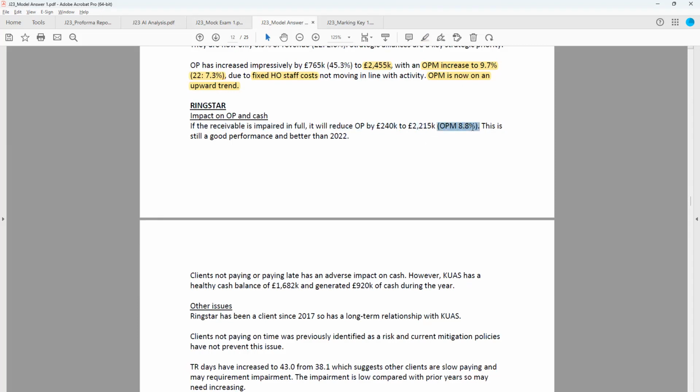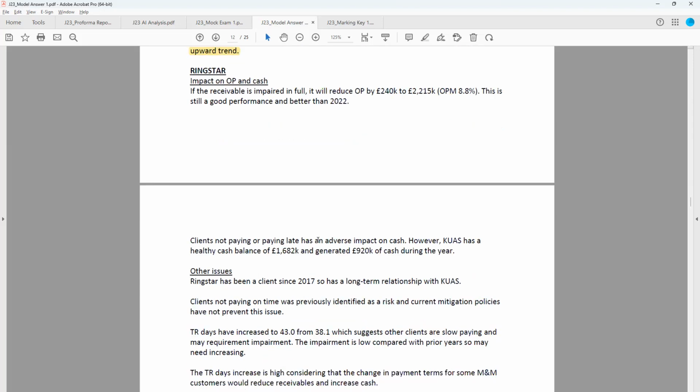You can say what the operating profit margin is, and whilst it reduces operating profit, you can still see there's a healthy profit for the year, operating profit margin is still better than the previous year. So it obviously has an adverse impact. It reduces operating profit, but it's not catastrophic. It doesn't turn the profit into a loss, or halve the operating profit or anything like that. So they wanted operating profit and also cash.